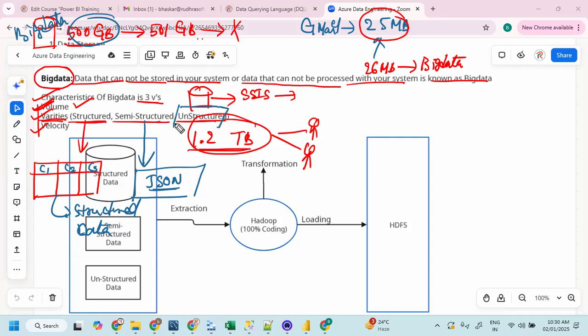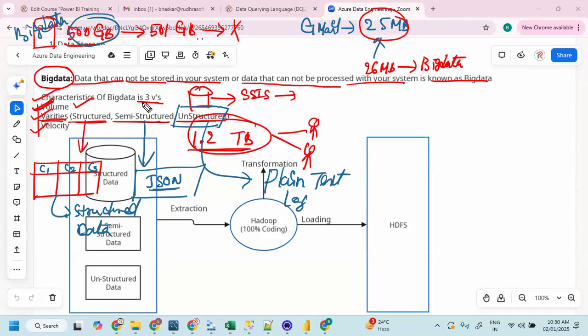We have unstructured data also. Unstructured data means plain text. Plain text is unstructured data. Log details are unstructured data. Your audio, video, unstructured data. Images, unstructured data.